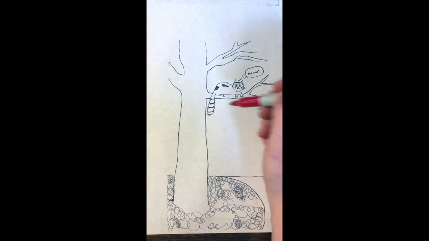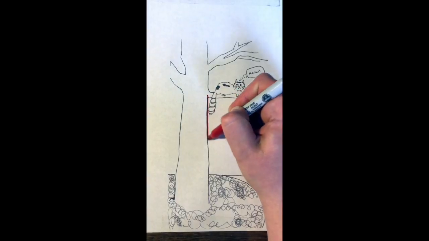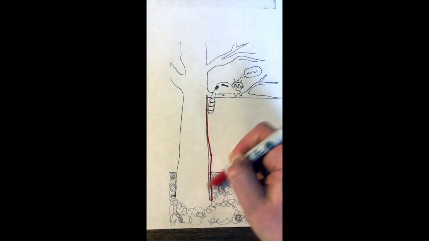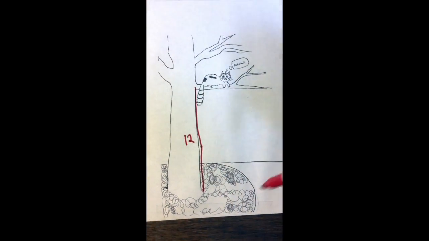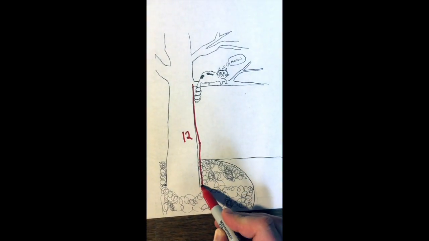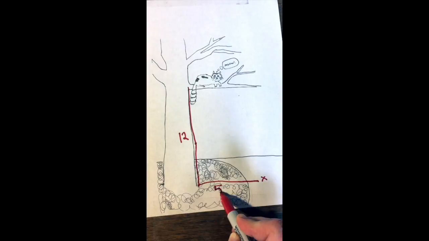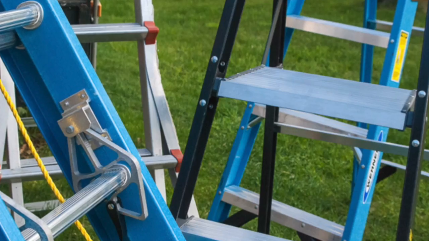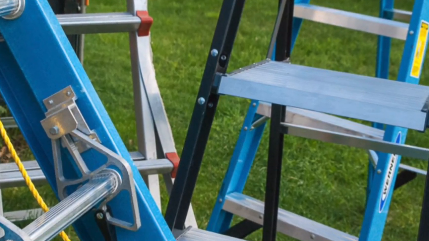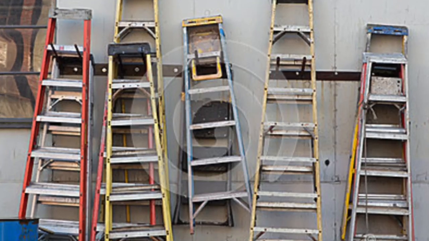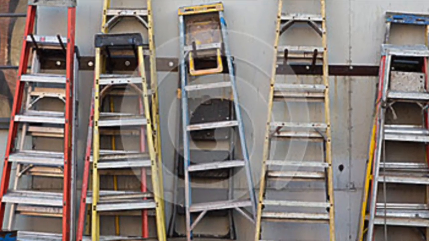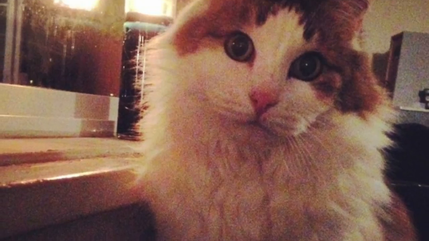The branch Bella was on was 12 feet straight up the trunk. There is a 4-foot circle of mud around the trunk, so a ladder would need to be 5 feet away from the tree. My neighbor let me borrow one of her ladders. She has a great collection of ladders, all different heights. But how would I know which one will reach my cat?